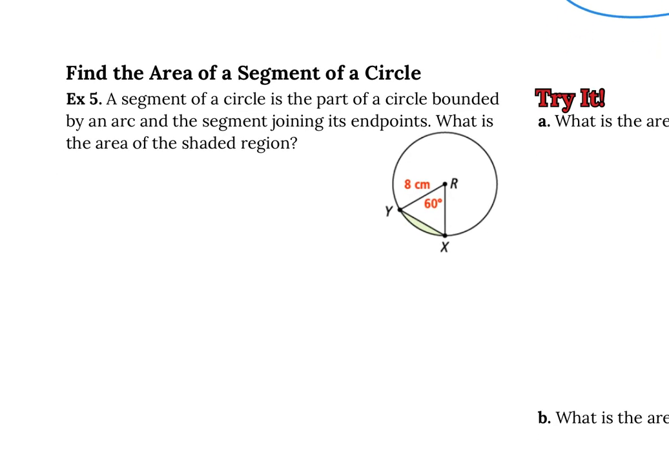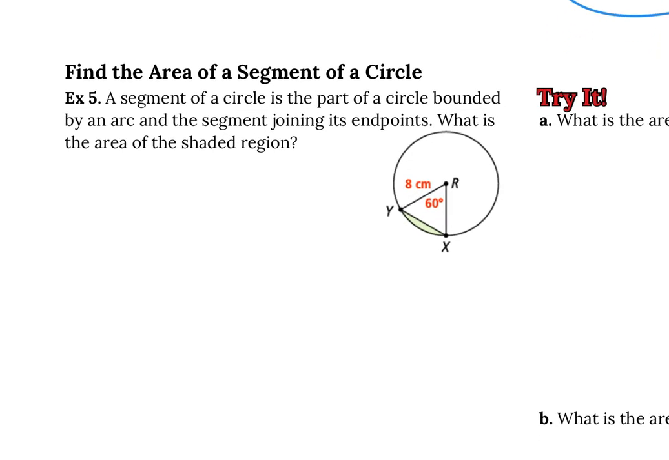All right, let's look at example 5. We want to find the area of a segment of a circle. A segment of a circle is the part of a circle bounded by an arc and the segment joining its endpoints. What is the area of the shaded region? So we're just looking for that little piece of shaded region.